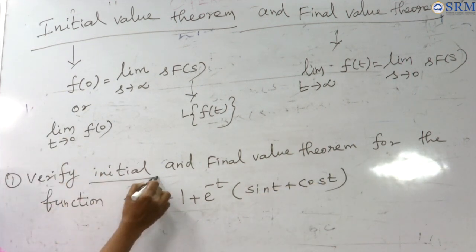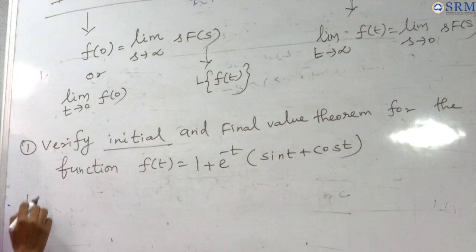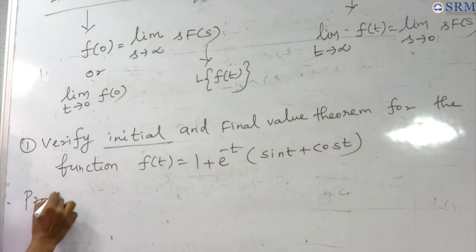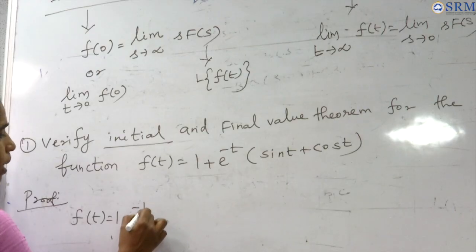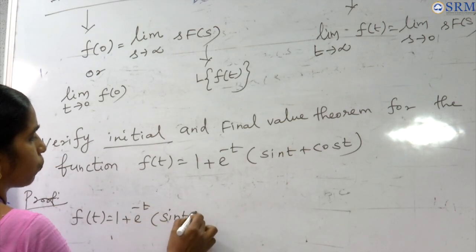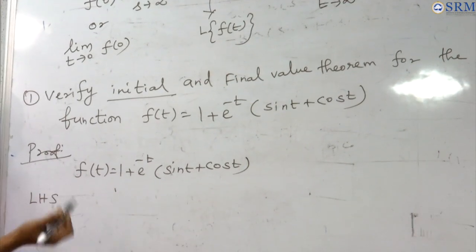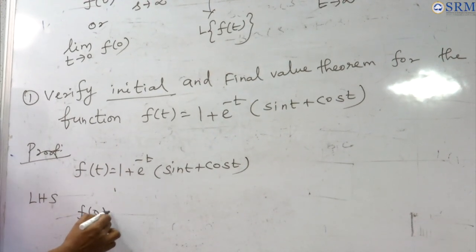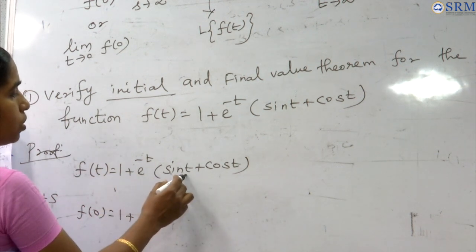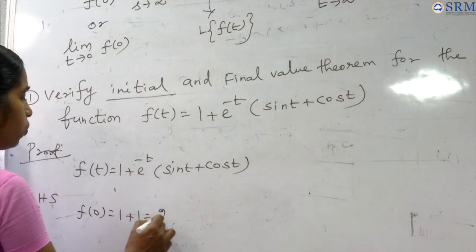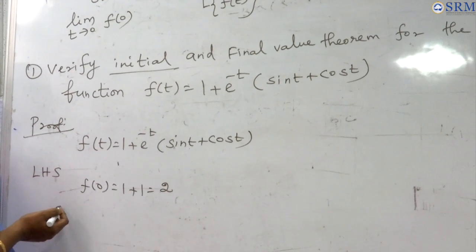Now I first complete the initial value theorem. To verify initial value theorem, t is replaced by 0. The question is f of t is equal to 1 plus e power minus t into sin t plus cos t. In the LHS t is replaced by 0, so f of 0 is equal to 1 plus e power minus 0. E power minus 0 is 1, sin 0 is 0, cos 0 is 1. So f of 0 value is equal to 2. You verify the right side function also gives 2.